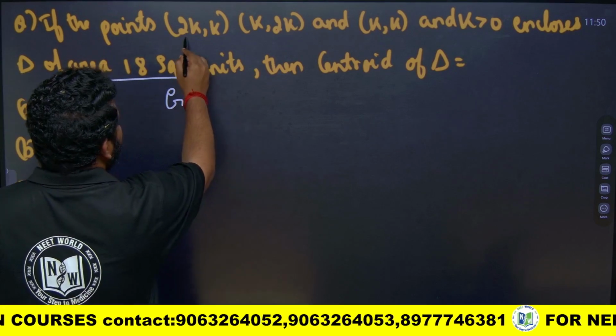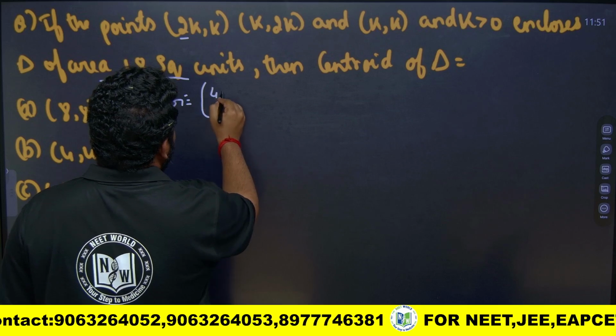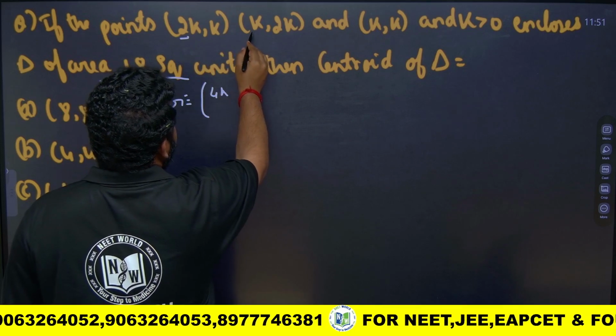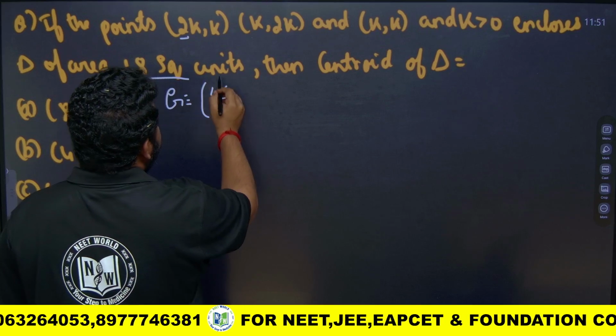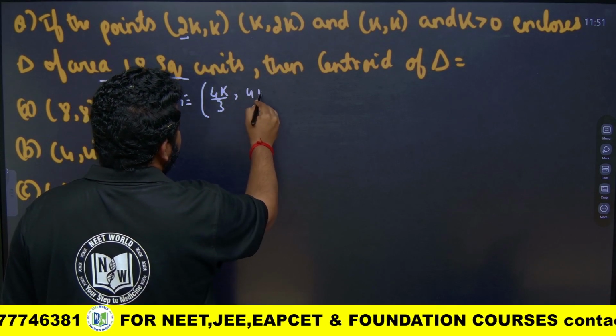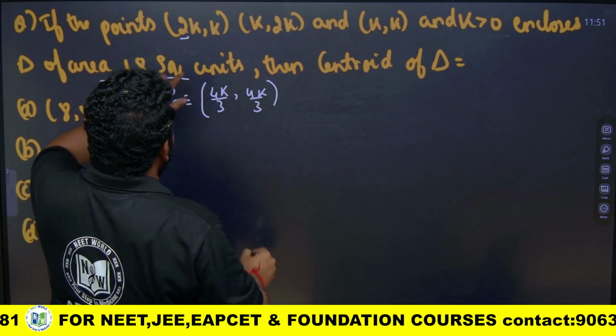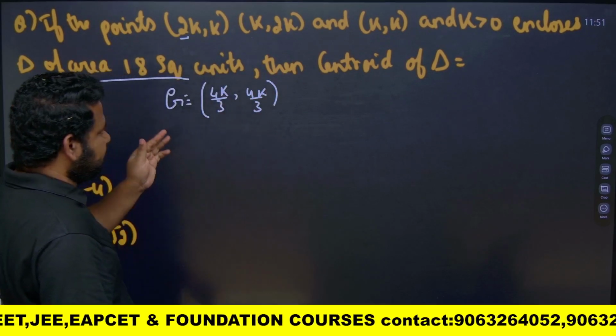The x coordinate is what? 2k plus k plus k is 4k, divided by 3. Comma, this is what? k plus 2k plus k is 4k, so this will also be 4k by 3. This is what we got for centroid.